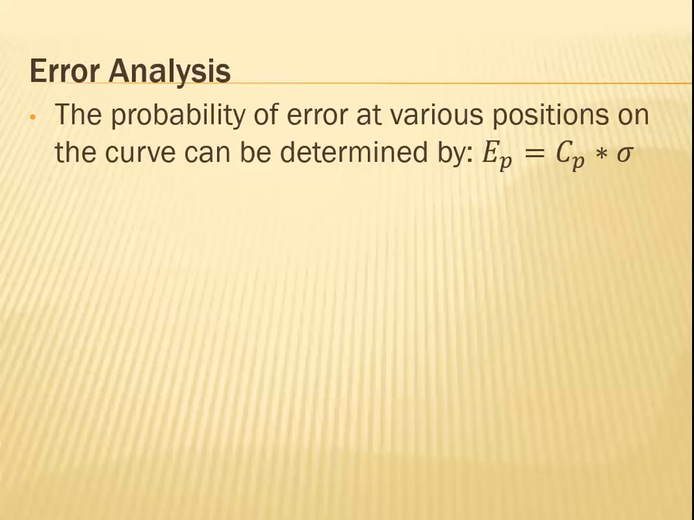Okay, so let's continue with this. The probability of error at various positions on the curve can be determined by a formula that looks like the following. It's E sub p is equal to C sub p times sigma, where E is the error, and C is a constant number based on a particular probability we're looking at. That's what P comes from, a particular probability. So I can find out what my error is when I only care to have a probable error of 50%.